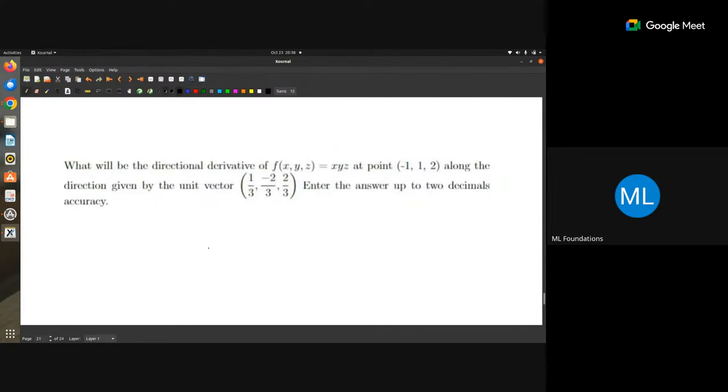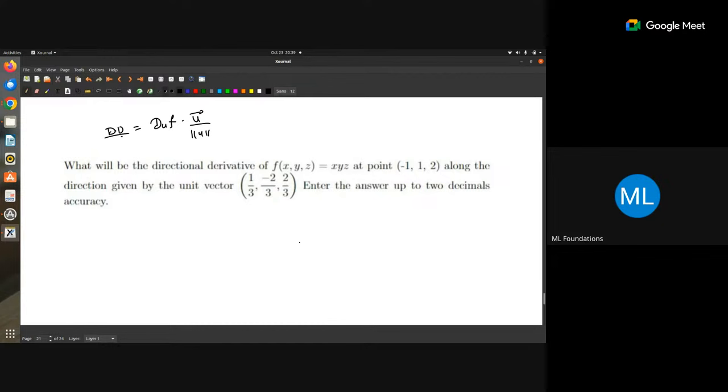Okay. So the next question is, what will be the directional derivative at the point along the direction given by the unit vector? What is the directional derivative? It's the gradient at the point dot product with this vector. So that is what du is, the directional derivative. That means the direction of steepest ascent, you can say. Now, if I want the positive thing here, it is du of f into the vector u.